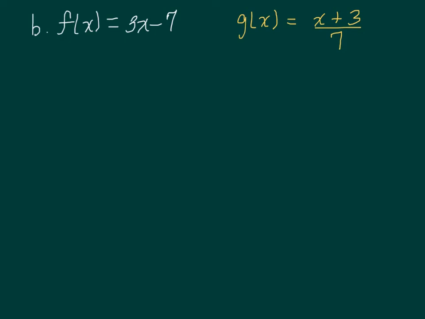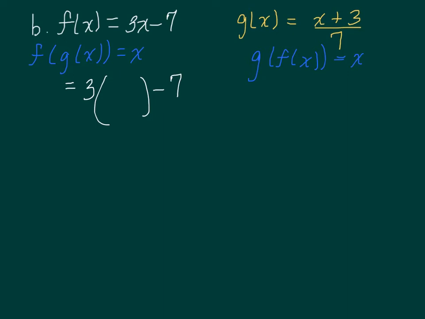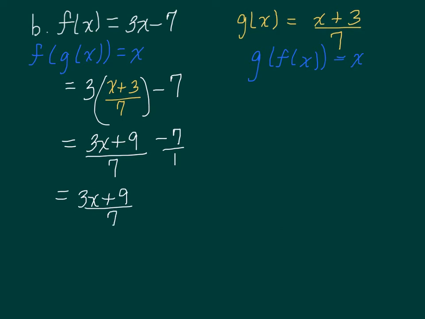Okay, example 1b. Remember, we're going to check f of g of x to see if it equals x, and g of f of x to see if it equals x. All right, so we're going to plug g inside of f. So I have x plus 3 over 7. Well, in this case, nothing cancels. So you're just going to have 3x plus 9 over 7 minus 7 over 1. So I'm going to get a common denominator, because I can't subtract that. Multiply this by 7, this by 7. That's going to give us minus 49 over 7. And combining like terms, I'm going to get 3x minus 40 over 7.